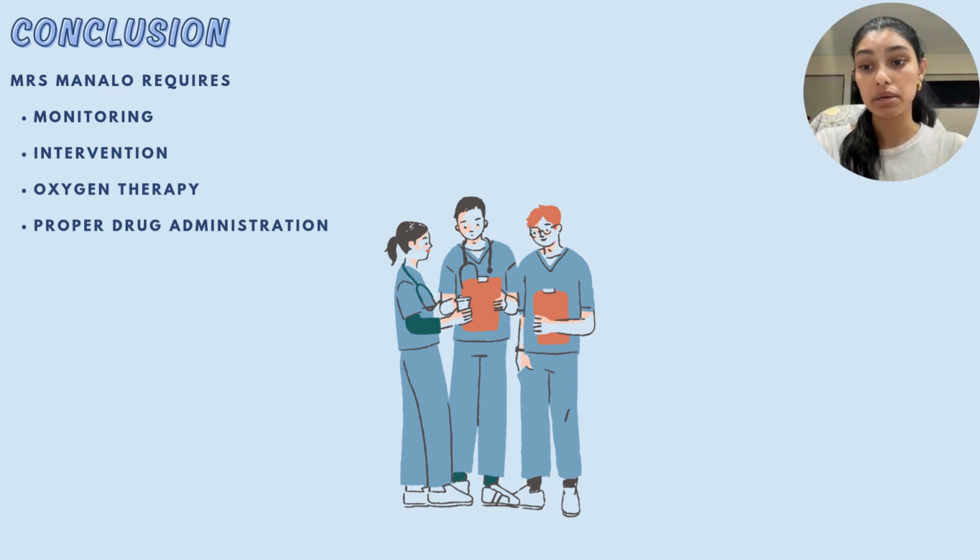In essence, Teresita Manalo requires consistent monitoring and prompt intervention in order to avoid further complications given her complex situation of experiencing an embolic stroke. As mentioned, oxygen therapy and proper drug administration are just a few interventions that will support her recovery. Through monitoring, we're able to observe neurological condition and needs for additional support and treatments.